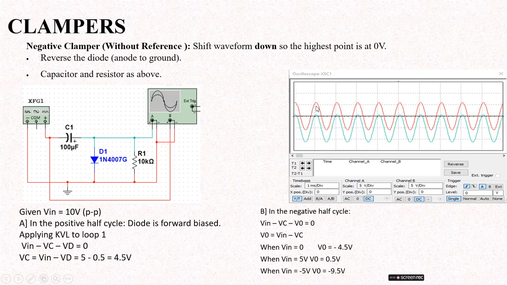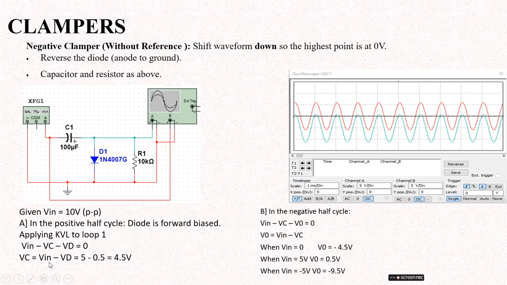Observe the output: the red color indicates the input line, and the output line is indicated in light green. The output is shifted to the downside, and the maximum highest point is almost equal to 0 volt, but in practice a small voltage appears on the positive side, that is the diode voltage. Observe that in the positive half cycle the diode is forward biased. For the operation of this negative clamper, apply KVL to the circuit.